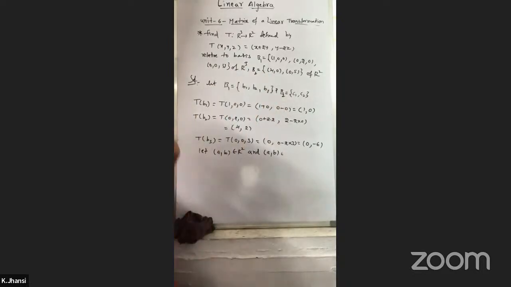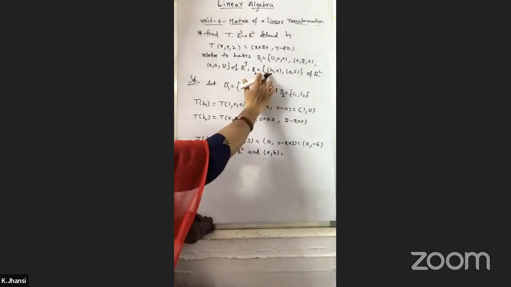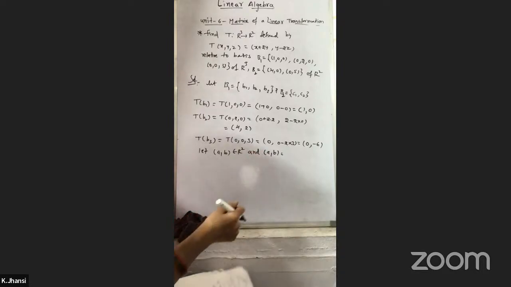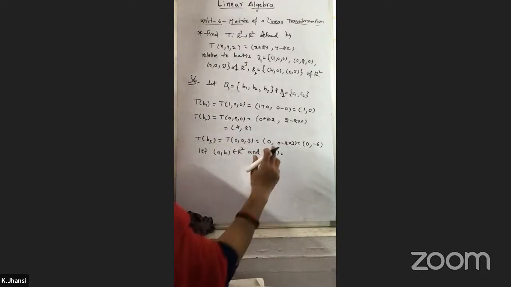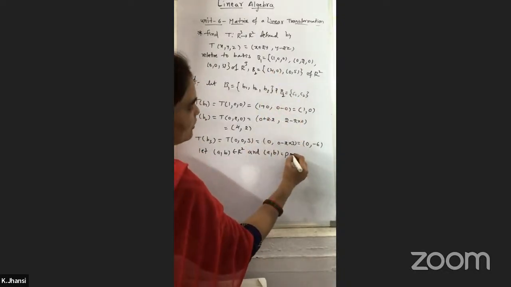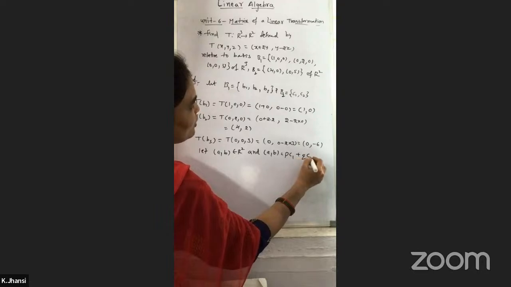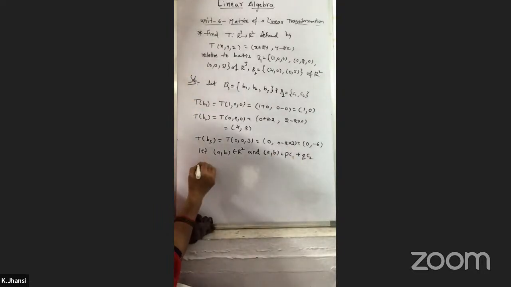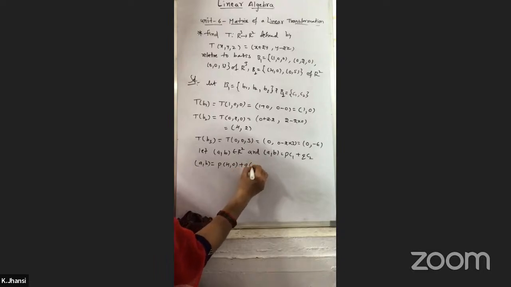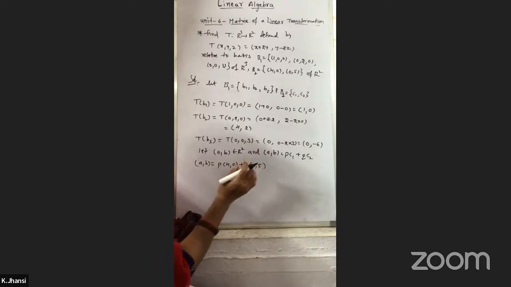Next we have the second basis, which is in the R2 form, so we are taking only a, b. a, b belongs to R2, and we define a, b as p into C1 plus q into C2. So (a, b) equals p times C1, whose value is (4, 0), plus q times C2, whose value is (0, 5).